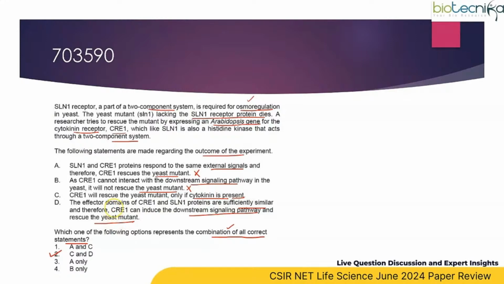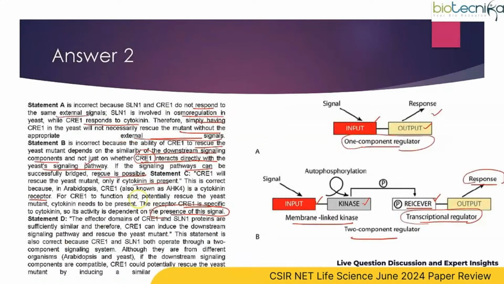Now D says the effector domains of CRE1 and SLN1 proteins are sufficiently similar and therefore CRE1 can induce the downstream signaling pathway and rescue the yeast mutant. In the very beginning I told you all what is important. If it is playing a role in rescuing the yeast mutant, it means there is some similar downstream signaling occurring, and the output is the same. Only then is it able to rescue the yeast. So D is correct over here.